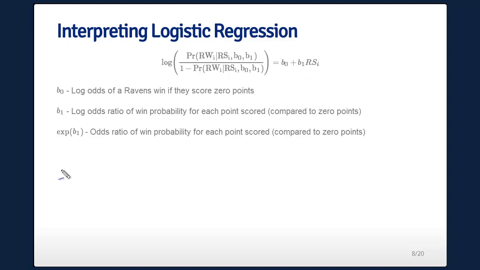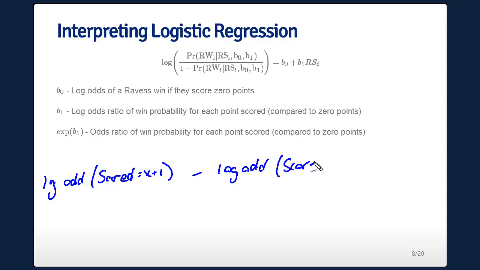So let's look at this. The log odds if they scored x plus 1 minus the log odds if they scored x would work out to be beta 1.